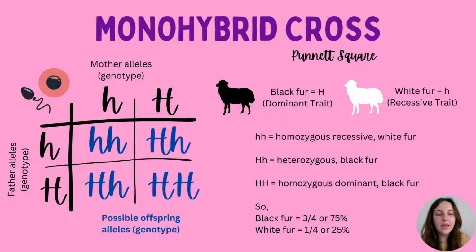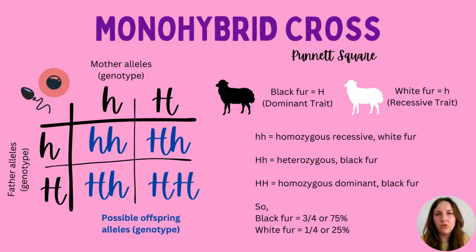So as you can see, the information we have here: black fur in a sheep is a dominant trait given the symbol capital H. White fur is recessive, lowercase h. I just want to point out, by the way, letters like H or any other letter in the alphabet, it really does not matter what you use.